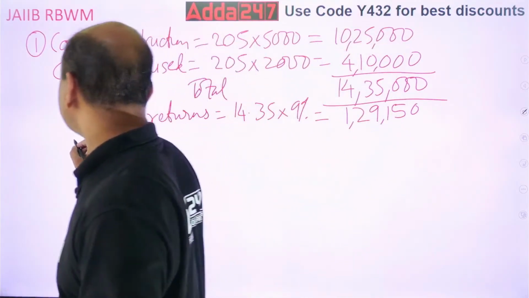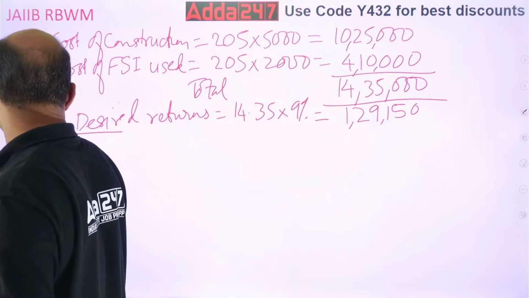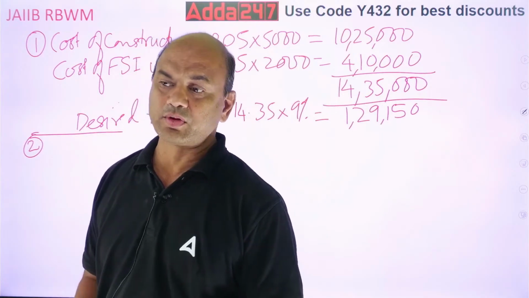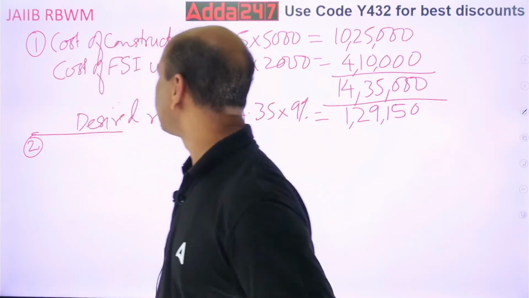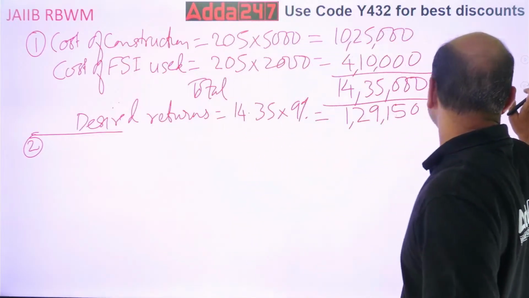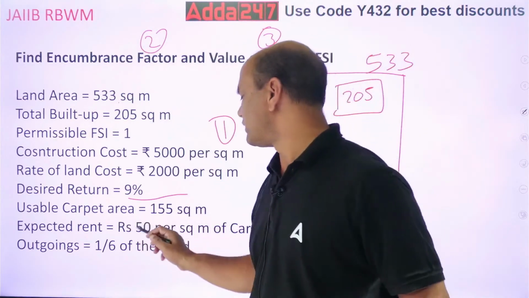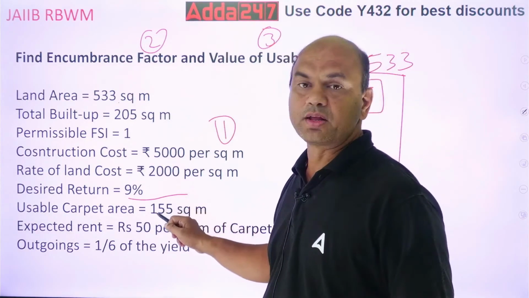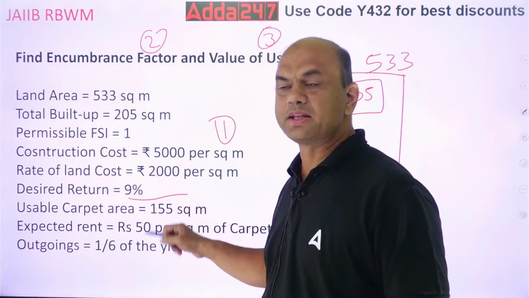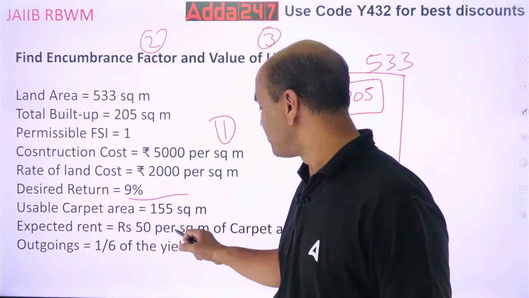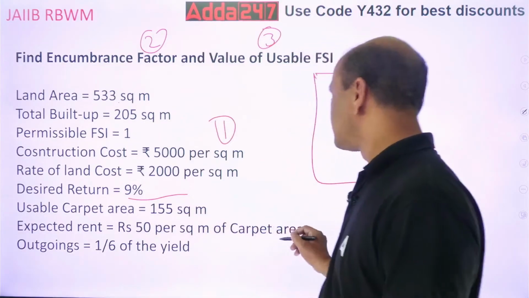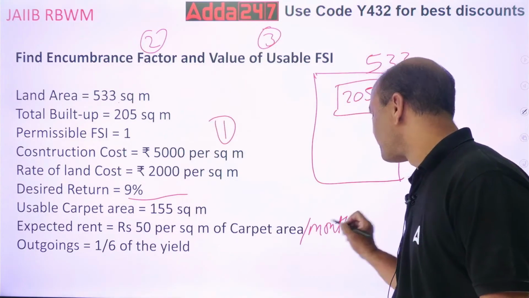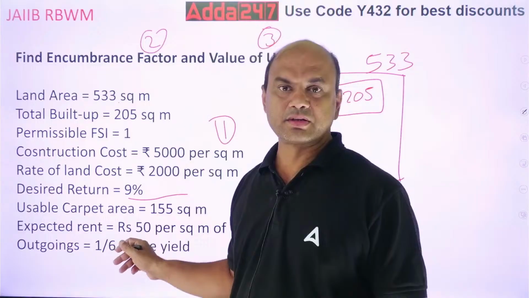For the second part, what you have to do is, encumbrance. How to find out the encumbrance factor? So estimated yield. What is the expected return? The expected rent given over here is 50 rupees per square meter of carpet area. What is my carpet area? 150. So what will be my expected return? Multiply these two. And this is per square meter per month. This 50 rupees is per month. It's always per month. So for 1 month I am getting 50 rupees into 155.